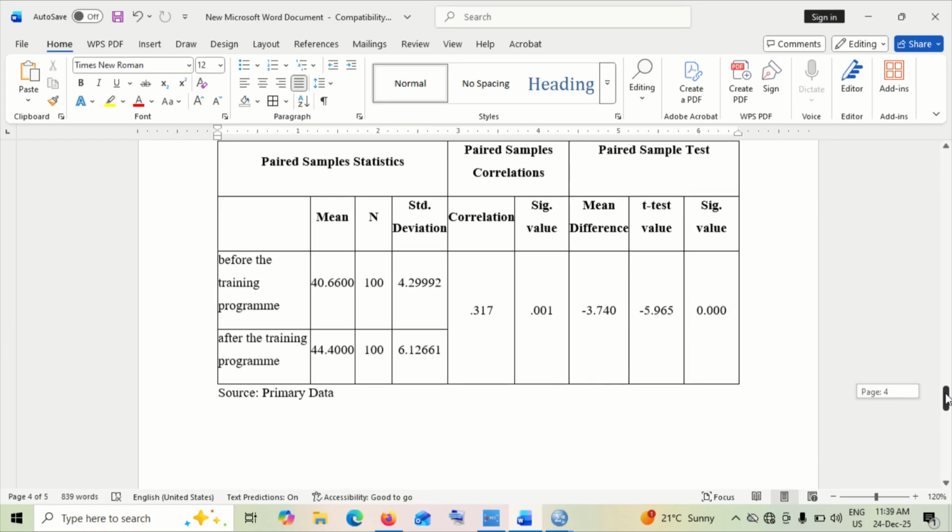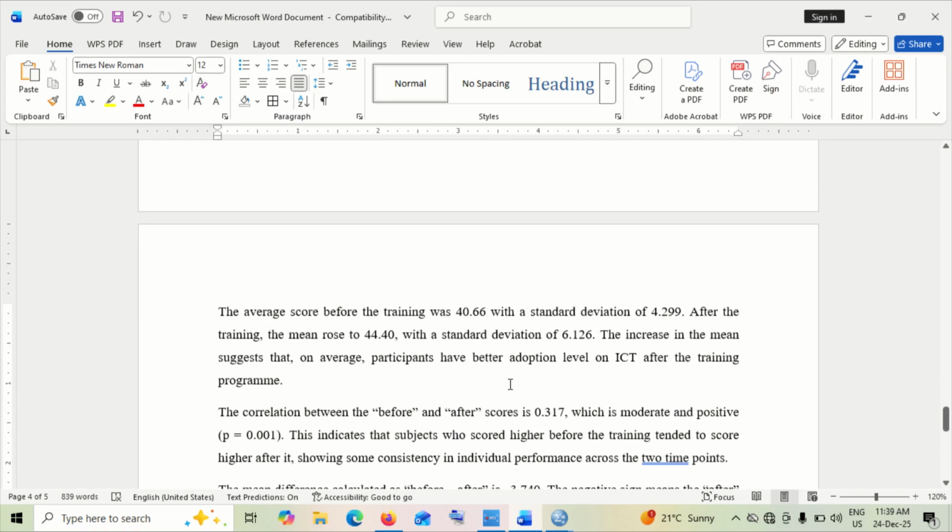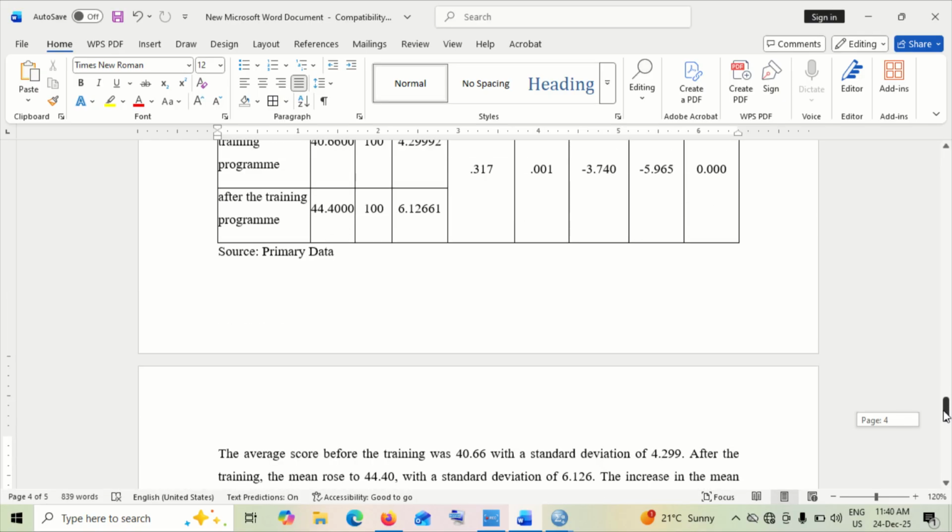First of all, regarding the paired sample statistics, the interpretation is that the average score before the training program was 40.66 with a standard deviation of 4.299. After the training, the mean rose to 44.40 with a standard deviation of 6.126. The increase in mean suggests that on average, participants have better adoption level of ICT after the training program. This is the interpretation of the first part, that is paired statistics.